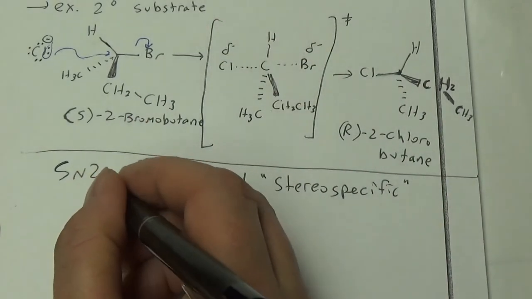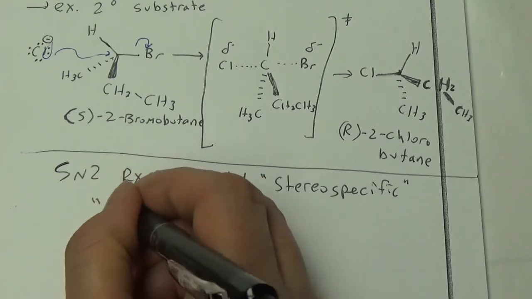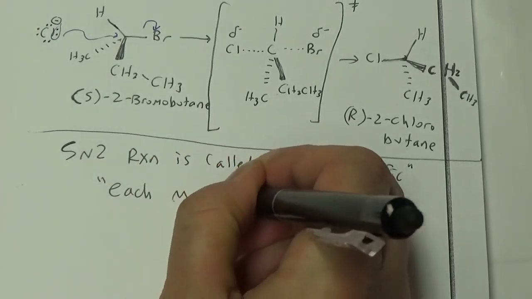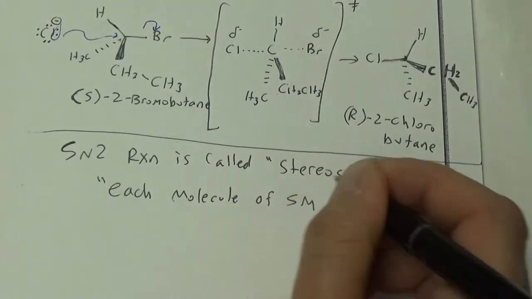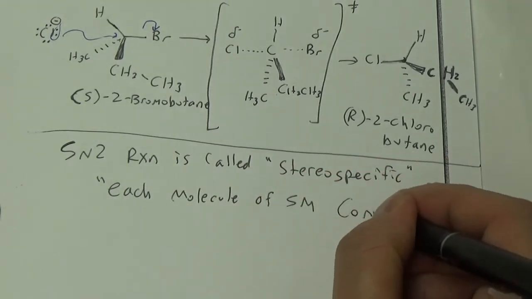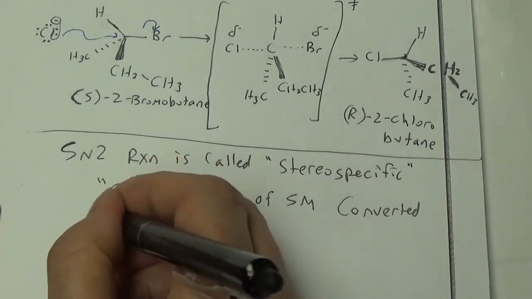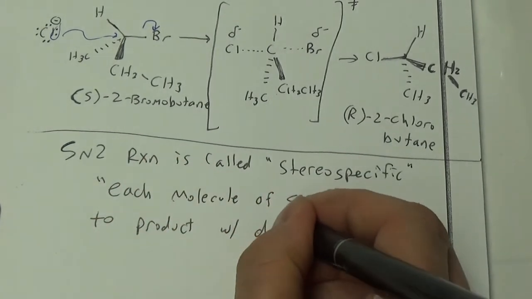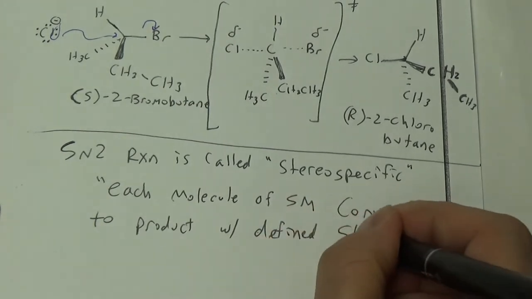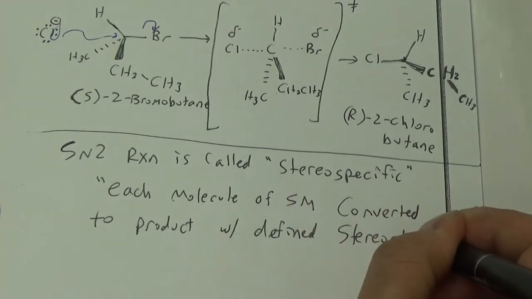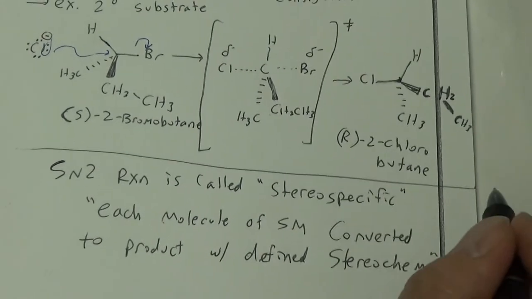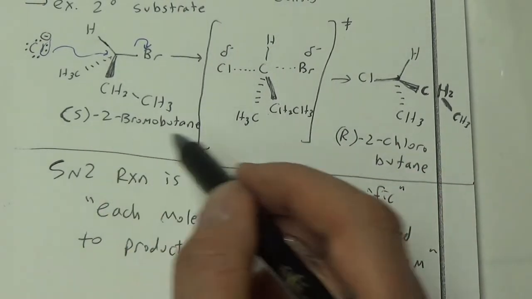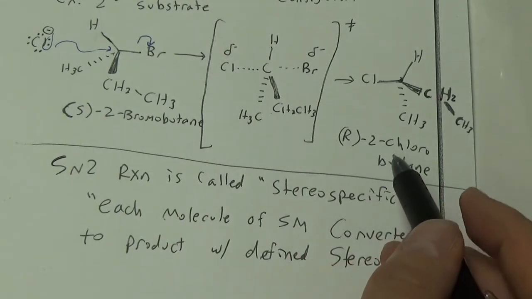We could say that each molecule of SM, starting material, is converted to product with defined stereochem. Okay, so it's not like a little bit slips through. If it's 100% S, it makes 100% R. That's what we mean by stereospecific.